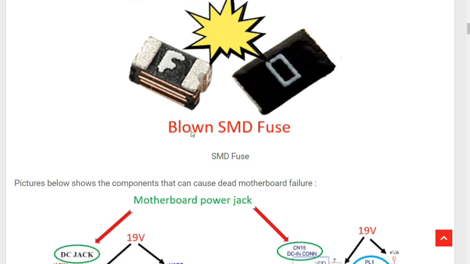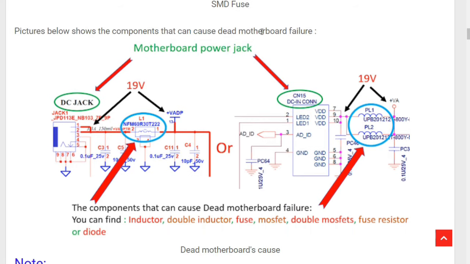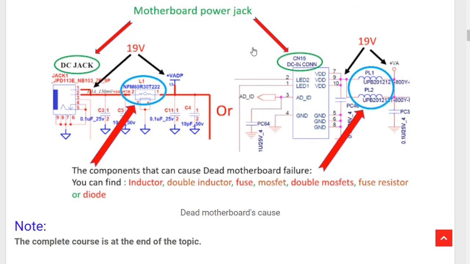So the pictures below show the components that can cause dead motherboard failure. As you can see here, this is basically the motherboard power jack. Here we have two schematic images. This is the power jack in this image, and over here we have the power jack as well. We have 19 volt here in pin number 1 and pin number 2.